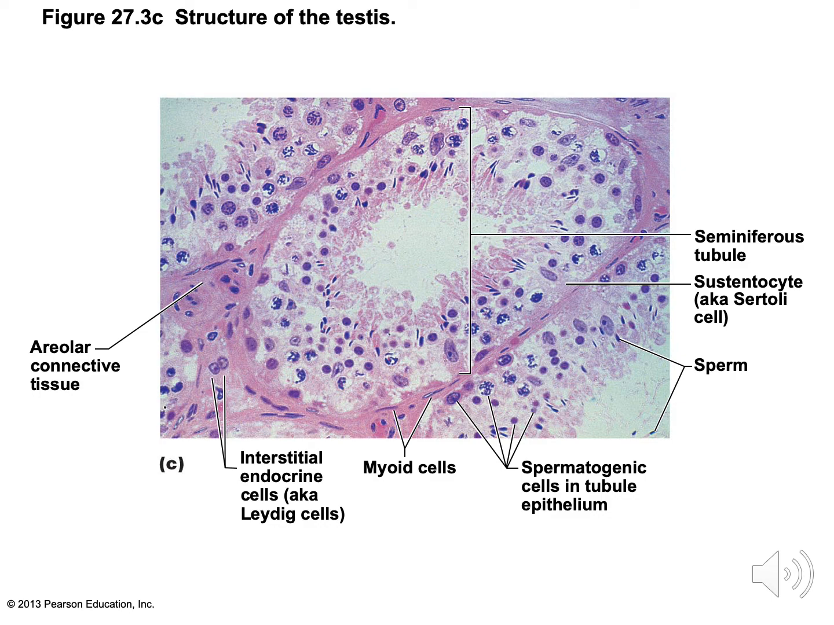But outside of the seminiferous tubules, so we're still within the testis, we're still within the tunica albuginea, but outside of the seminiferous tubules, you have the interstitial cells that are also called Leydig cells. The word interstitial really means in between the cells. So these interstitial cells are going to be found in between the seminiferous tubules. Again, we'll come back to the functions of the Leydig and the Sertoli cells when we get to the hormonal control of everything.